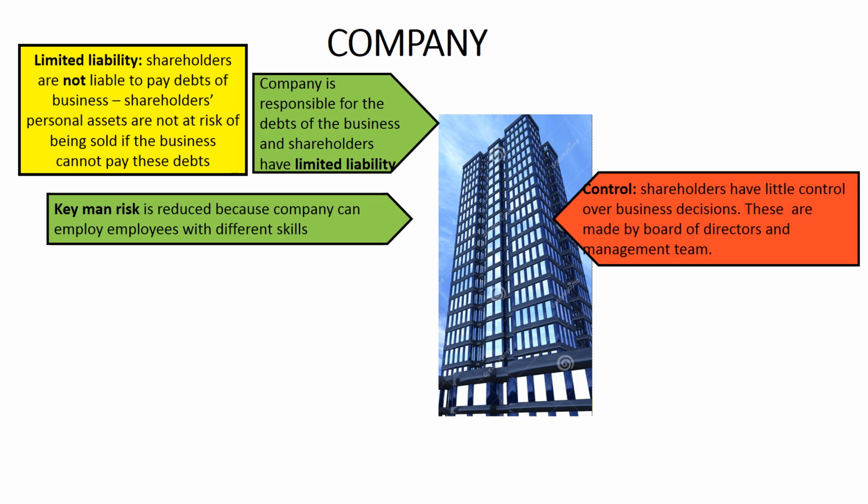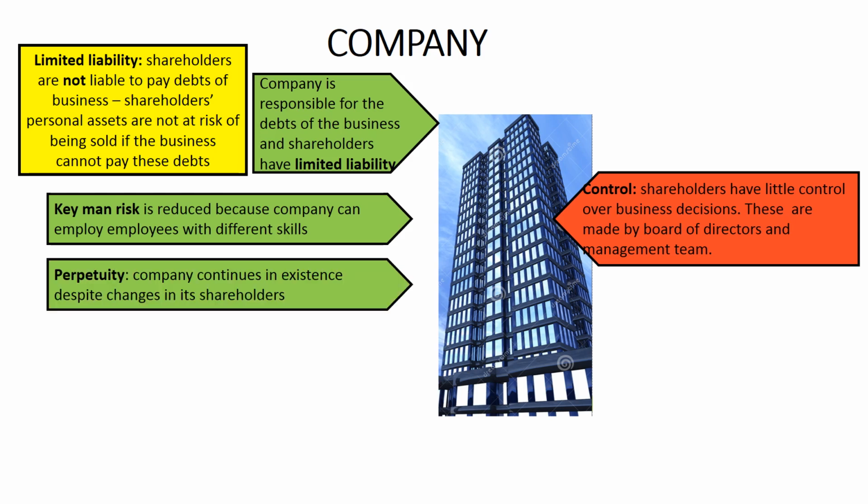Unlike a sole trader and a partnership, a company has perpetuity. This means that it continues in existence despite any changes in its shareholders. That is, even though a shareholder sells its shares, the company will continue in existence and will continue to own and operate the business. This is because the company is a separate legal entity from its shareholders.